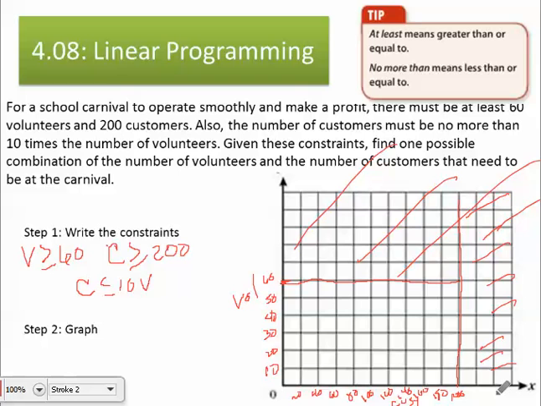Okay? Now I've got this other line over here. My customers is going to be equal to 10 times the volunteers. Well, it's going to go through 0. But where's 0? It's going to go through this point over here, 0. Right? Let's see here.